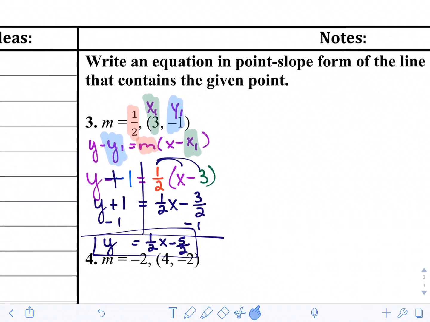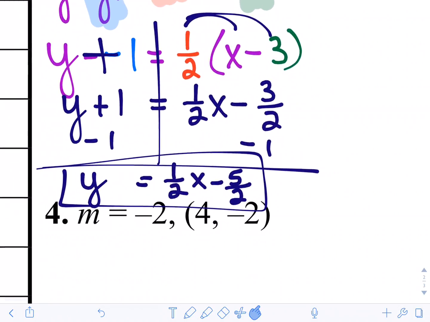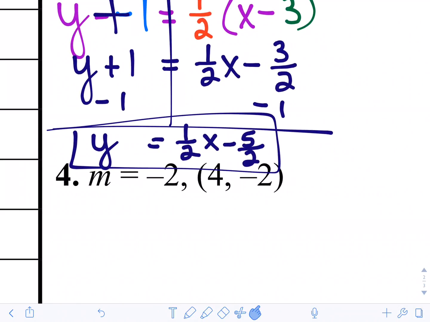And I don't think it tells us identify. Nope, we just have to write an equation. So there's my equation, y equals 1/2 x minus 5/2.